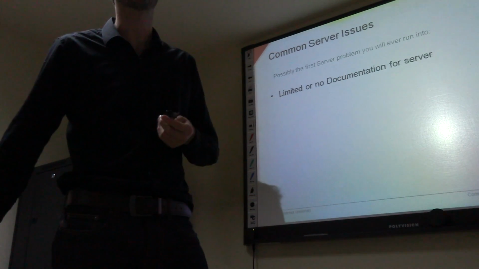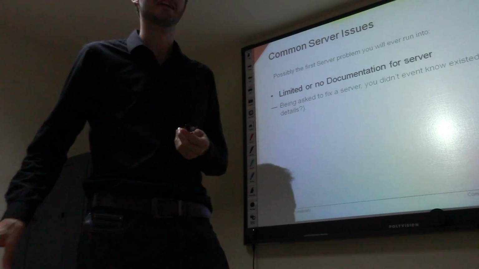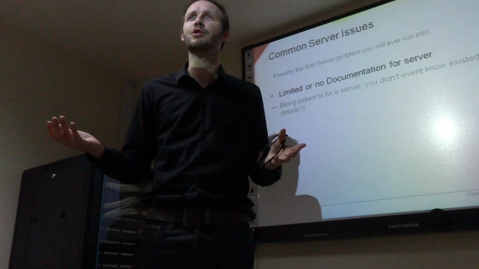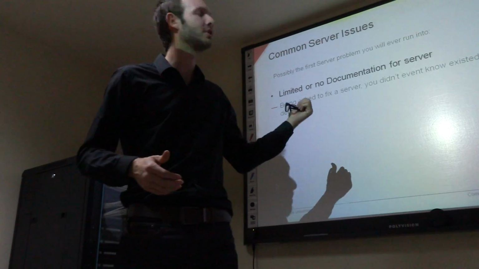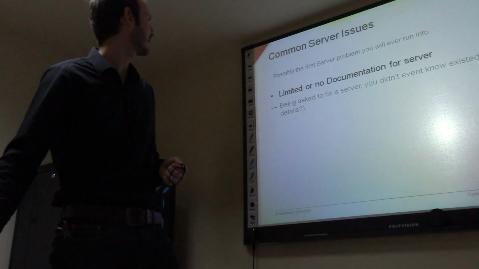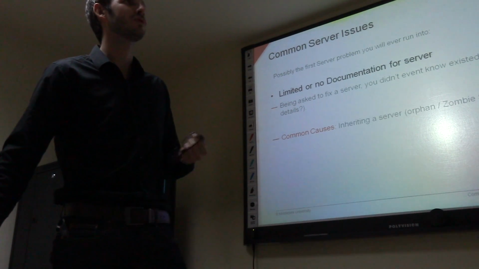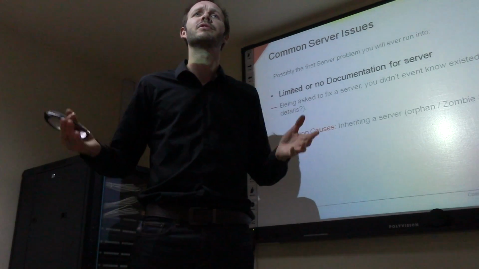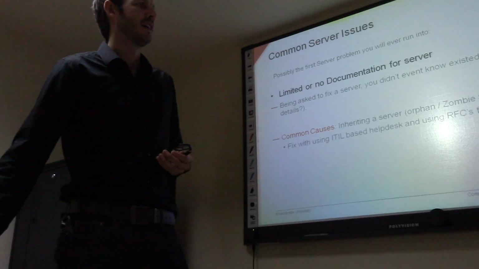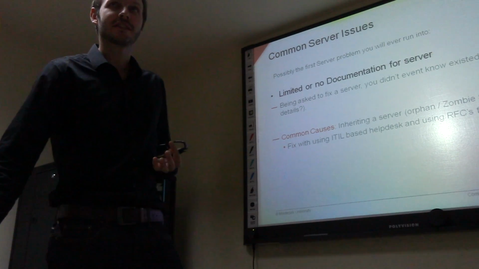The first problem you run into: limited documentation. Think about it. You've just been told there's a server, it's not working, there's code not working on it, but often you don't even know the server exists. You didn't know it existed. Okay? So a common cause of this is what we call inheriting an orphan server. Orphan or zombie server. But there are easy ways to fix this.